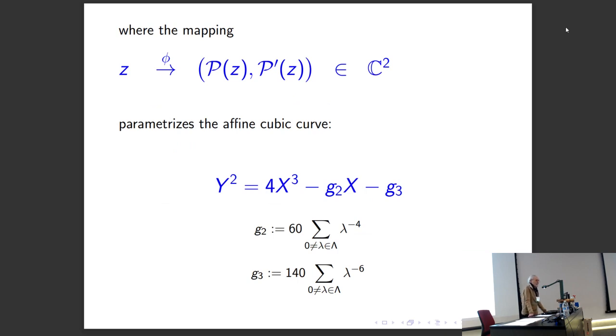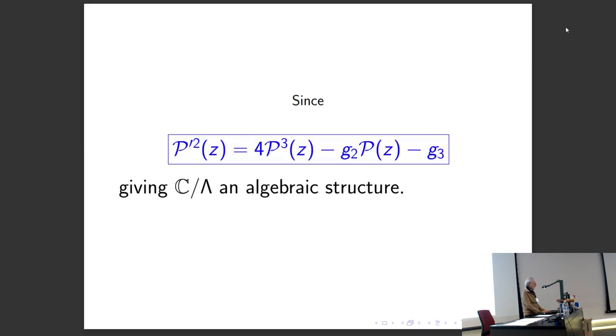Now, the Weierstrass P function doesn't live alone. It comes along with its derivative. And if you consider complex numbers parameterized by the pair, the value of that Weierstrass P function and its derivative, you discover that you're no longer in complex analysis, but you're also in algebra. That is to say, it parameterizes the affine cubic curve that I've displayed there, where the coefficients, G2 and G3, are given very elementarily in terms of the lattice that the Weierstrass P function depends upon.